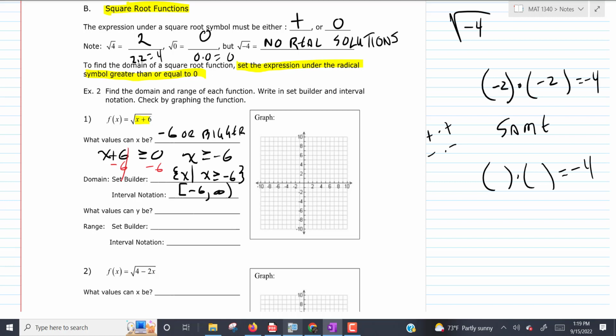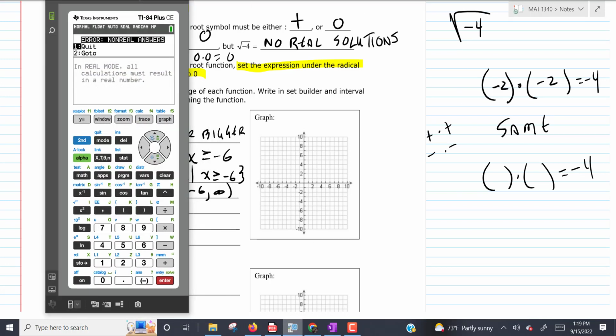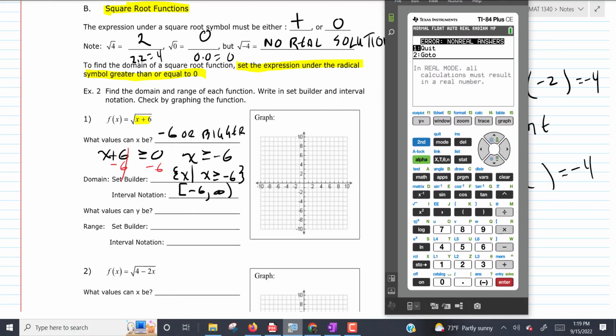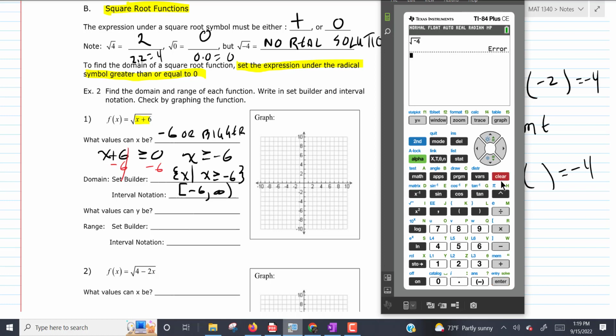Interval notation is what you're going to use most of the time. Okay. All right. So that's how that goes. Now let's put this in the graphing calculator, because the range is really pretty difficult to figure out unless you look at the calculator.